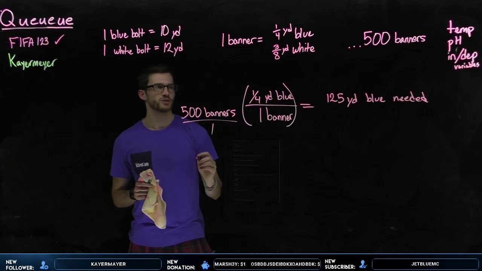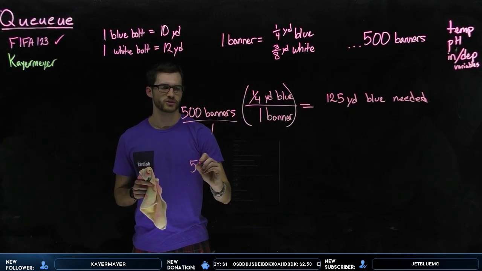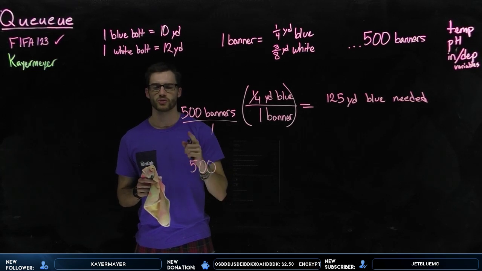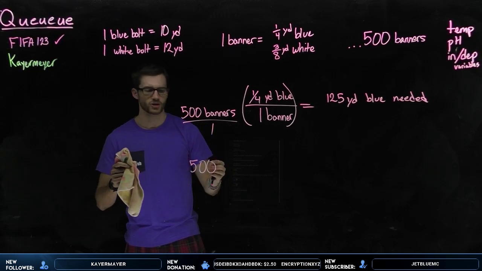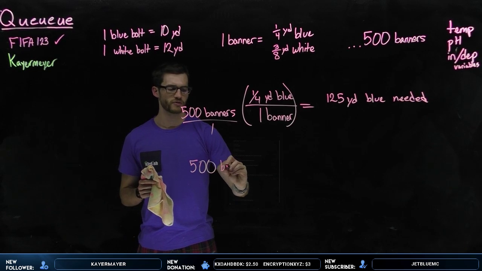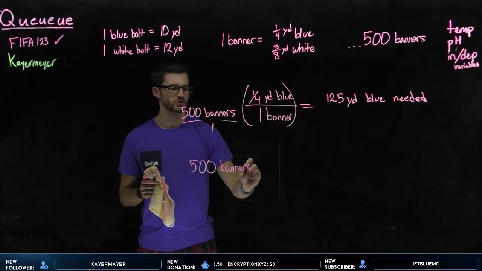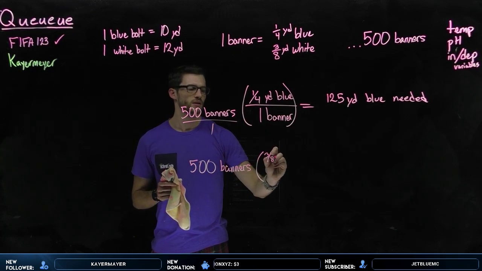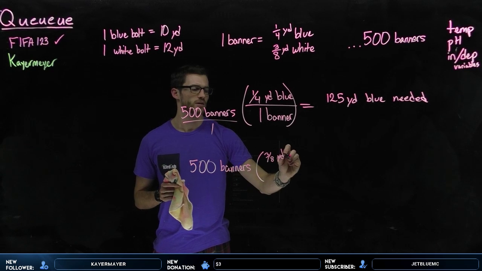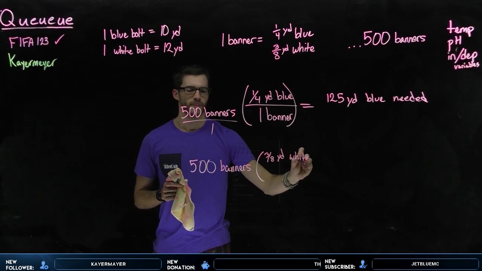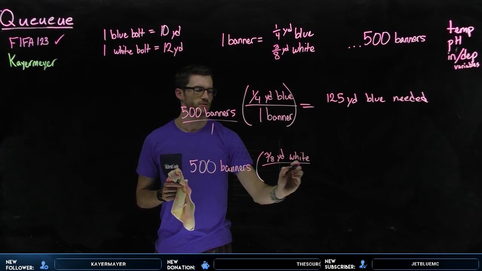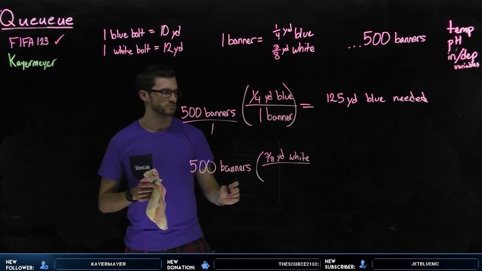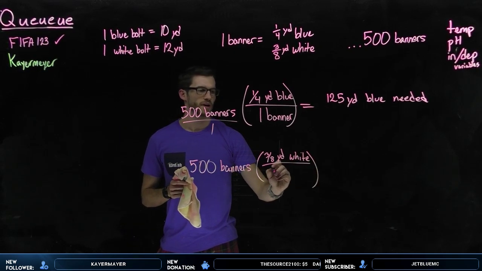And then we're going to do the same thing with white. So we have 500. Let me know if this makes sense or you figured it out from now. So now we need 500 banners for the white, which is going to be 3/8 of a yard of white. Got it. 3/8 yard of white for one banner.